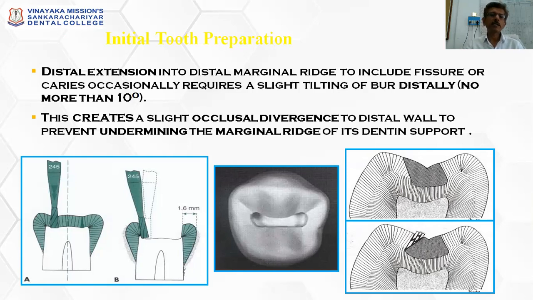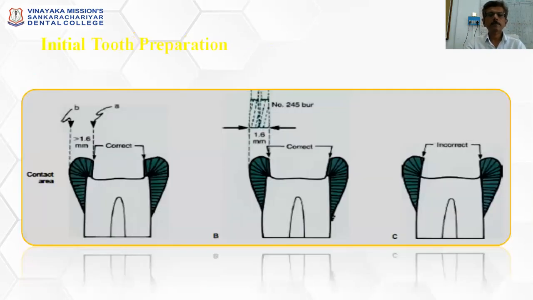Enamel without sound dentin. Hence, especially when you keep moving the burr and more or less when you reach the marginal areas, see to it that you tilt your burr to a 10-degree angle. This creates a slight occlusal divergence compared to the other part of the cavity where it was convergent. You have this slight amount of occlusal divergence to the distal wall to prevent undermining of the marginal ridge of its dentin support. Pictures.